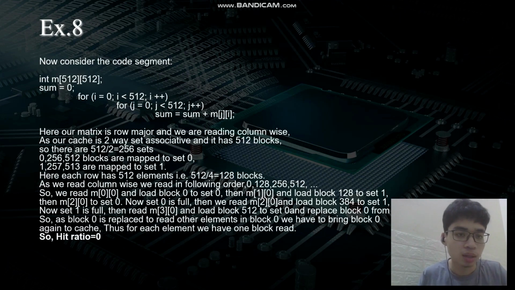Now consider the following code segment. Here, our matrix is row major and we are reading column wise. As our cache is two-way set associative and has 512 blocks, there are 512 divided by 2 equals 256 sets.